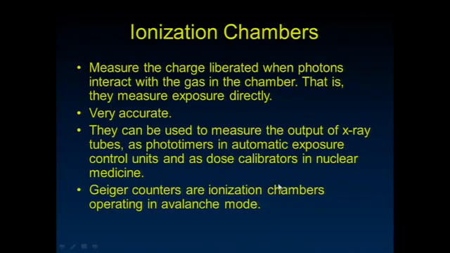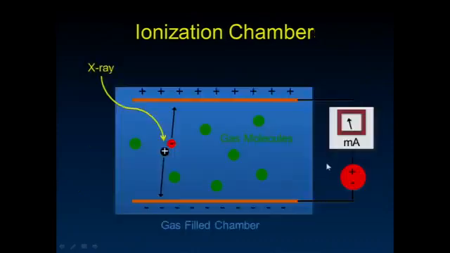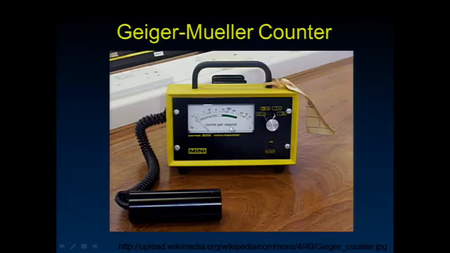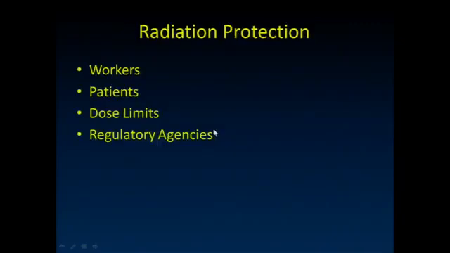And Geiger counters are just ionization chambers that are operating in avalanche mode, so that the voltage that we put across those plates here is just much higher, so that if any one of these events occur, we get this avalanche of electrons flowing across that surface. Here's a small little pocket ionization chamber. You just look down through the eyepiece and you measure the amount of radiation. There's a Geiger counter right there.